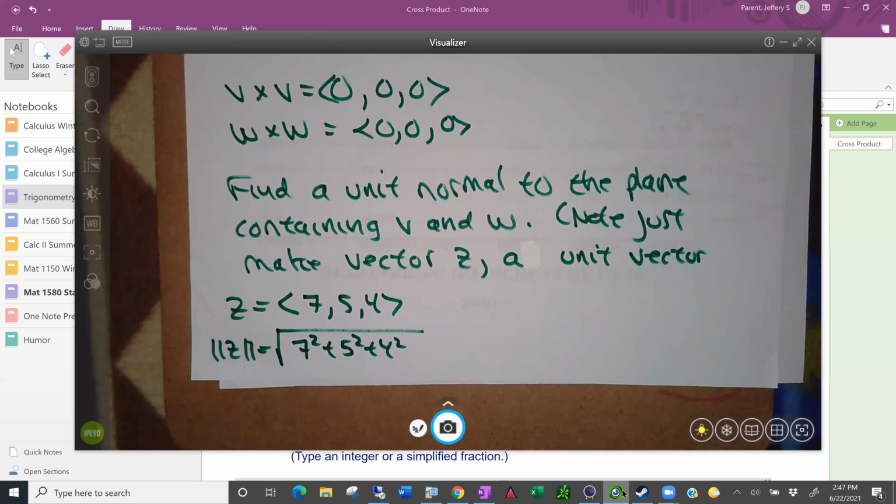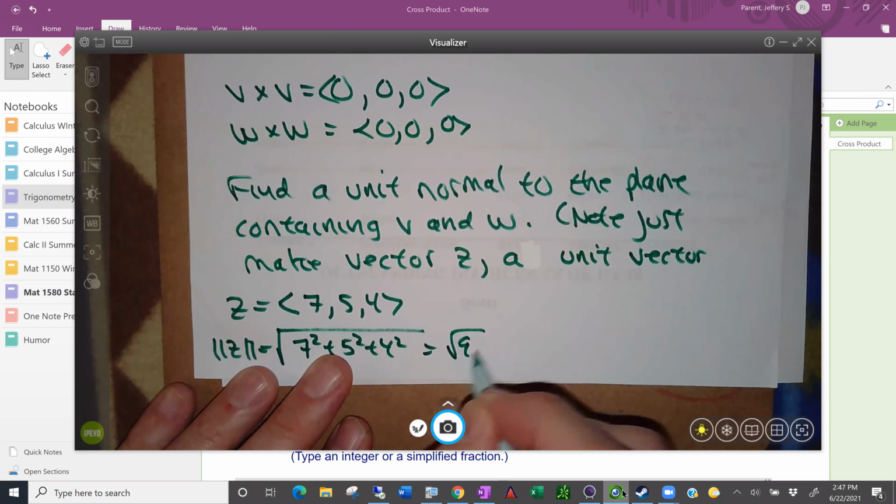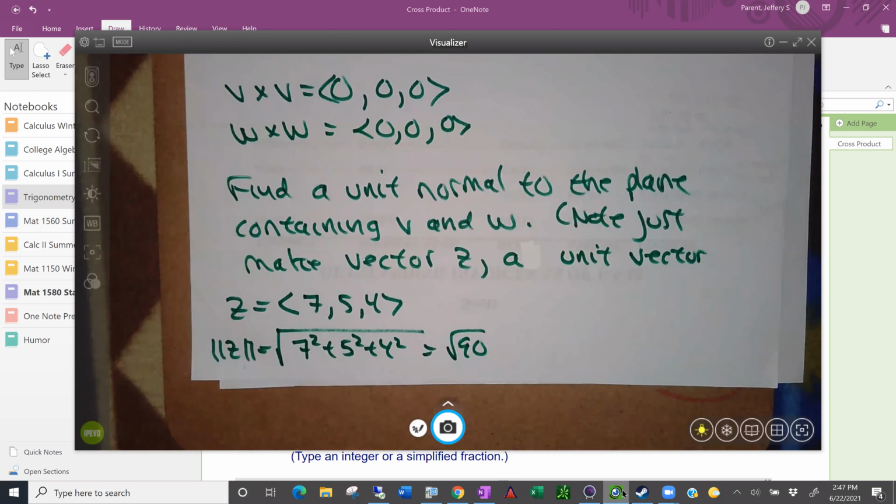Or 3 square roots of 10. I just want to double check myself real quick here. 49 plus 25 plus 16. Yeah, square root of 90. You know what? We're just going to leave it square root of 90. I'm not going to fuss with the 3 square roots of 10.